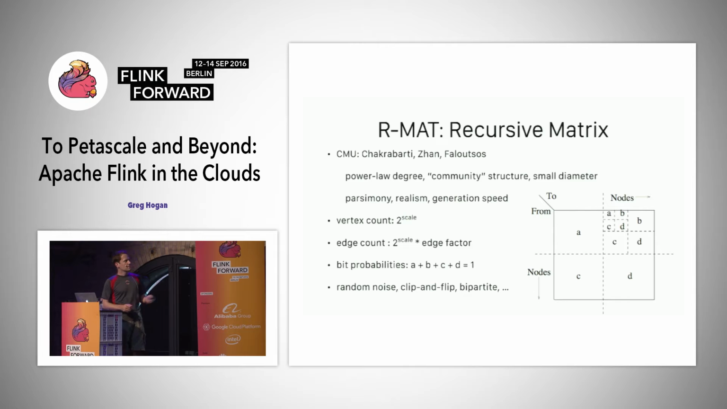So what is RMAT? Just a brief overview. It came out of Carnegie Mellon. The idea is to create a power law degree graph, purely generated, and they talk about parsimony, about just having a few input parameters, building a community structure. So the basic idea is you have 2 to the n vertices, you get edge factor times vertices edges, and you can feed in these different bit probabilities. That gives you your data skew, that gives you your power law degree.